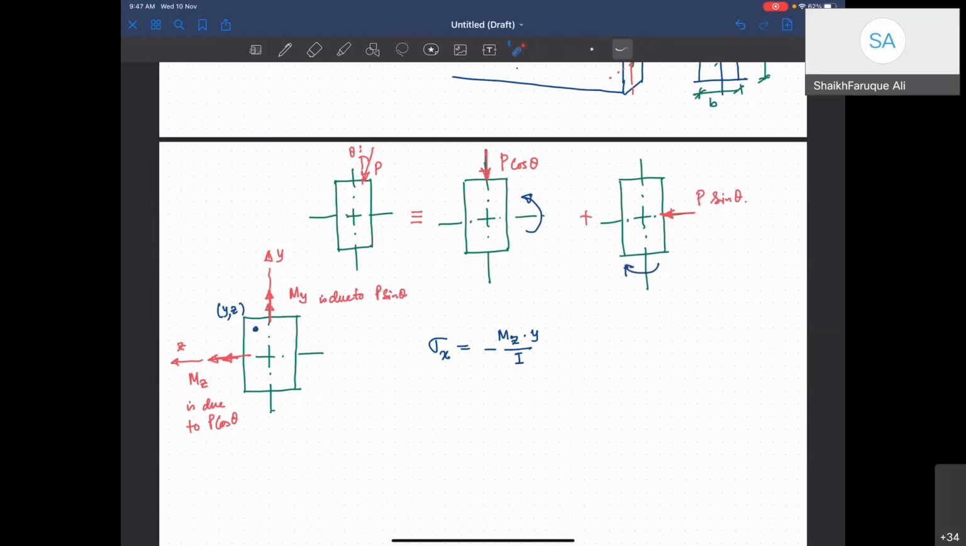for that one, this point is going to be, and this one I have to write as z by Iy, because now I'm looking for, and this one is going to be My into z by Iy.